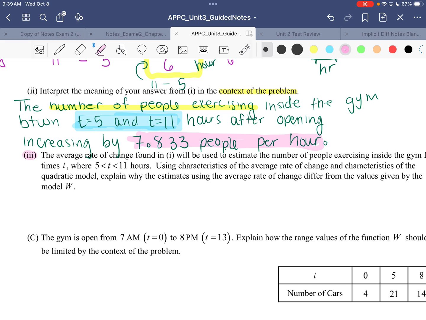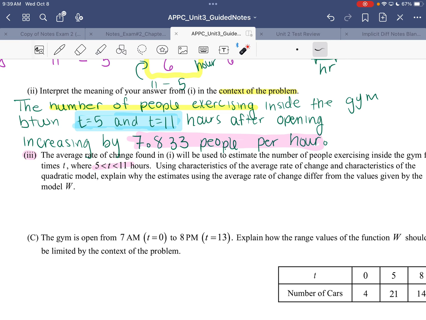This is usually where people either show they understand pre-calculus or they don't. So the average rate of change will be used to estimate the number of people exercising inside the gym between 5 and 11 hours, which is what I was telling you. We have to have that time interval. Using the characteristics of the average rate of change and the characteristics of the quadratic model, explain why the estimates using the average rate of change differ from the values given in the model.